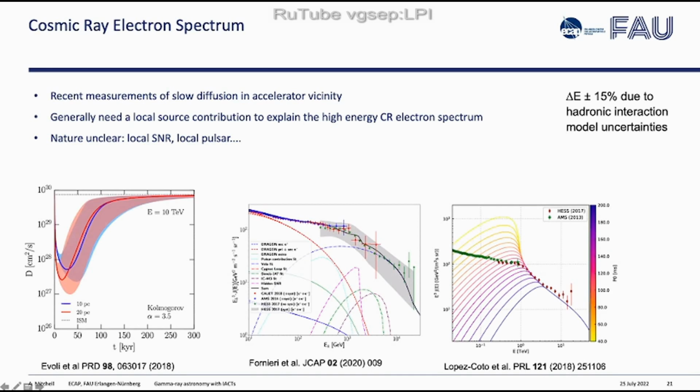So it's not just the cameras, but also we can reconstruct the electron spectrum. And this leads to a challenge to reconcile the two, this slow diffusion and this high energy cosmic ray electron spectrum. And as for arguments, a dark matter scenario is less popular these days. People look more for a local source, like a local supernova event or a local pulsar. And coming back to these hadronic interaction model uncertainties, this actually gives us an uncertainty in the energy scale of plus minus 15% due to these uncertainties.